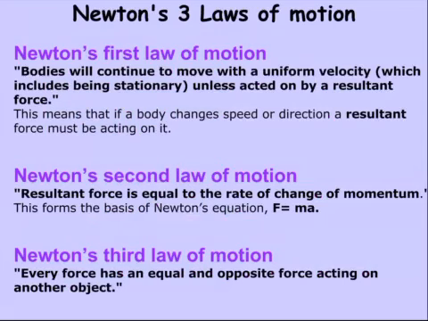So just to recap, Newton's three laws of motion. Newton's first law: bodies will continue moving with a uniform velocity unless acted on by a resultant force. So that means that if a body changes speed or direction, so if it's going around a corner and it's changing direction, a resultant force must be acting on it. And that's what you've got to remember.